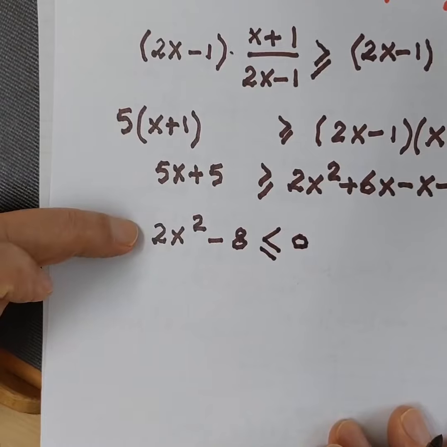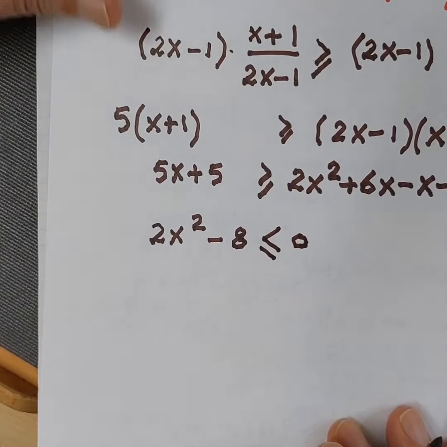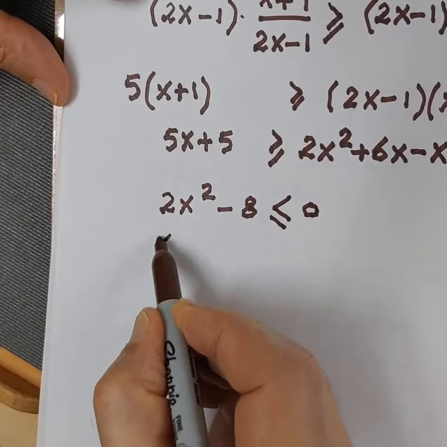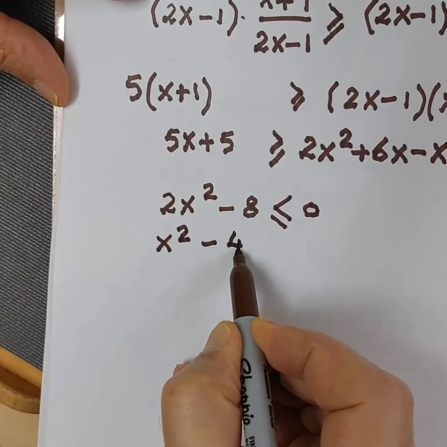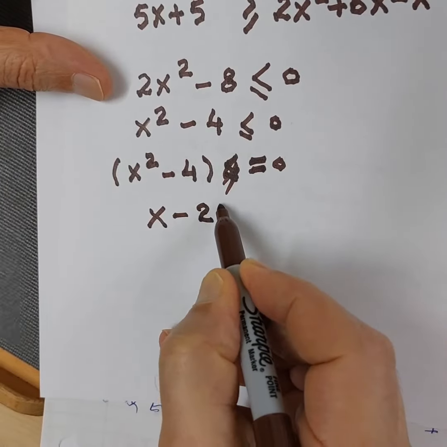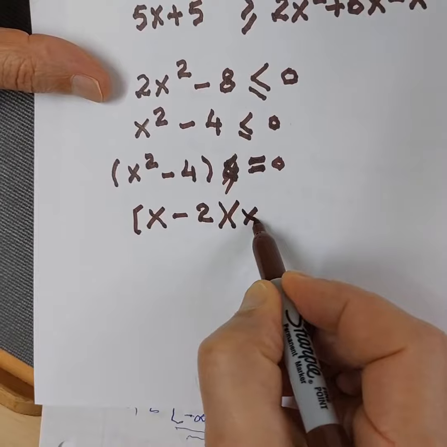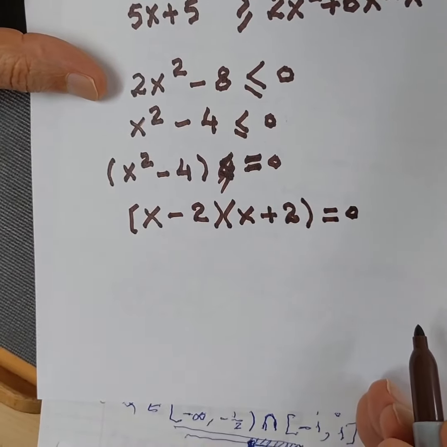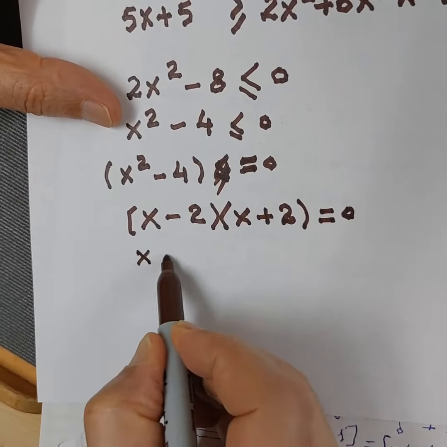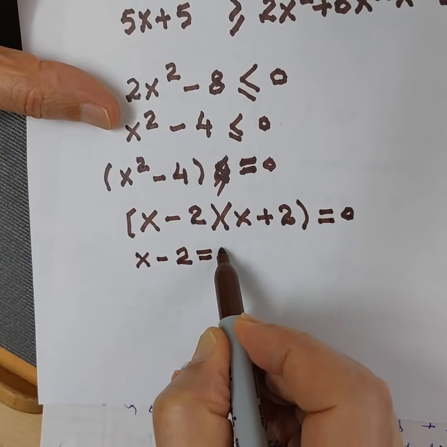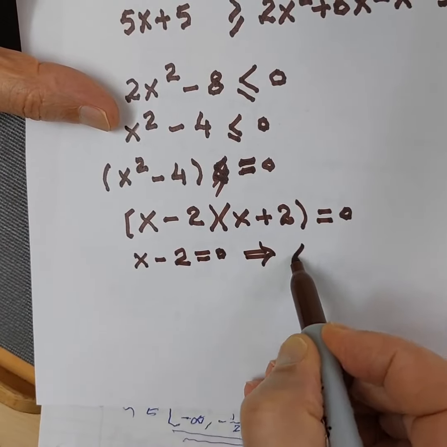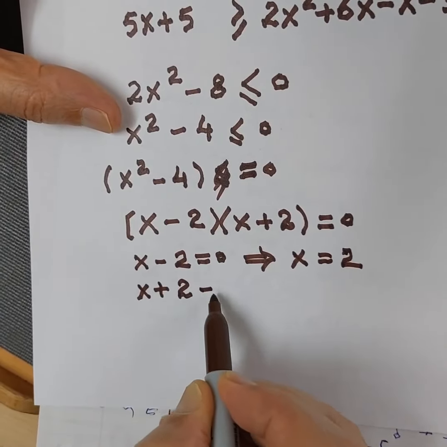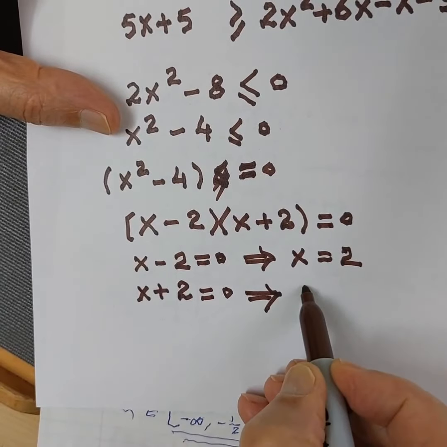And we start to look for the solution for the simplest form of the inequality. As we did, just divide by 2. You get x squared minus 4 less than or equal to 0. Then x minus 2 times x plus 2 is equal to 0. After then, x minus 2 is equal to 0, that means x is equal to 2, and x plus 2 is equal to 0, that means x is equal to negative 2.